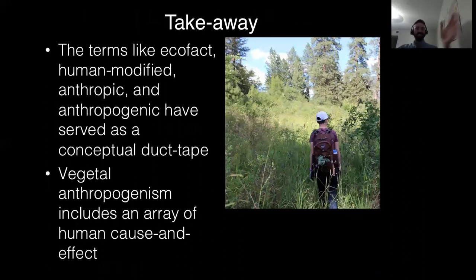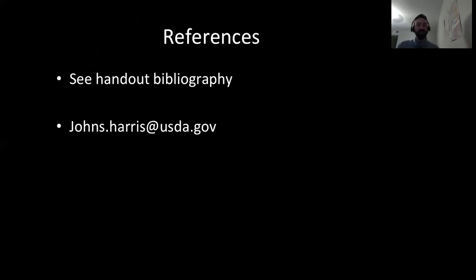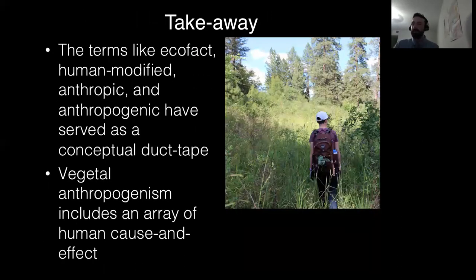Takeaways. Terms like ecofact, human modified, anthropic, anthropogenic have served as conceptual duct tape. Vegetal anthropogenism includes an array of human cause and effects in vegetation that have included the aforementioned formal and frequency and spatial and relational context. They all manifest in plants too, not just in other types of resources.